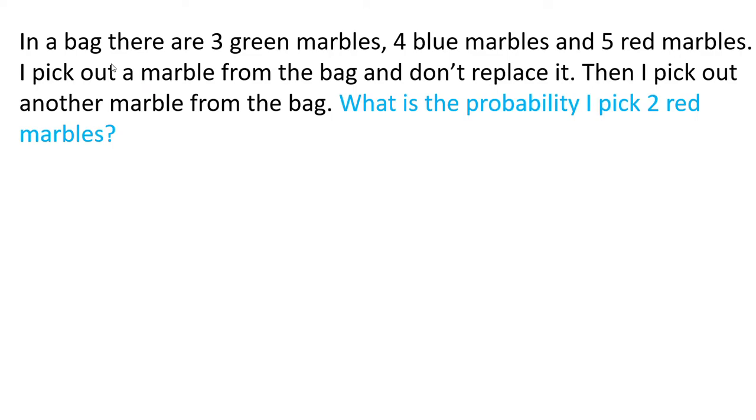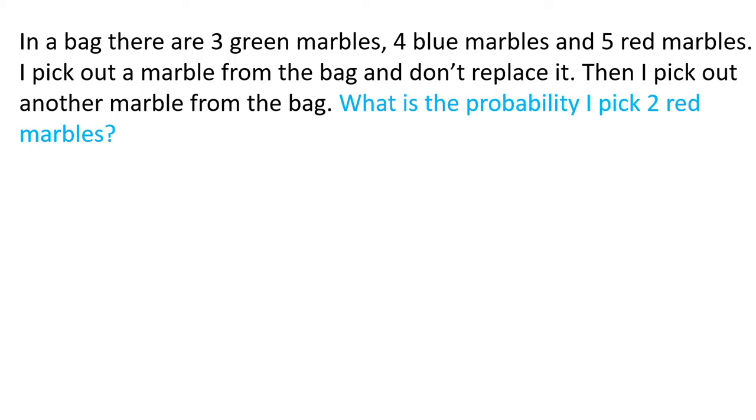Okay, so we're going to look at a dependent probability question, and it's going to be covering one of the typical questions where you get asked about picking out marbles from a bag. So in this question, in a bag there are 3 green marbles, 4 blue marbles, and 5 red marbles. I pick out a marble from the bag and don't replace it. Then I pick out another one. What is the probability I pick 2 red marbles?